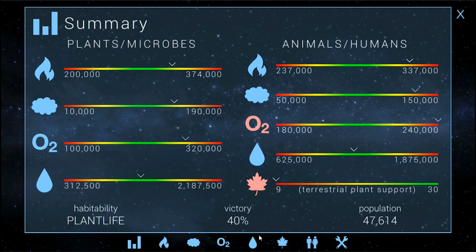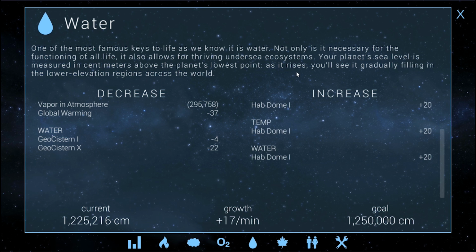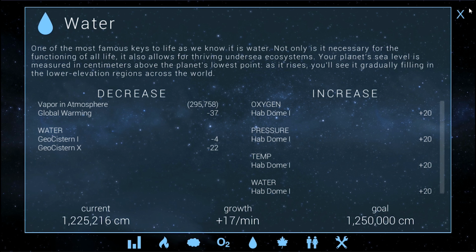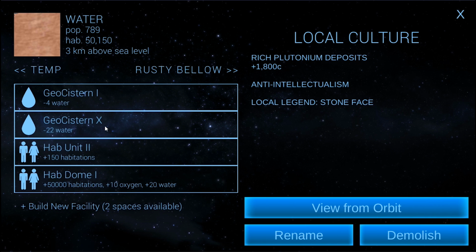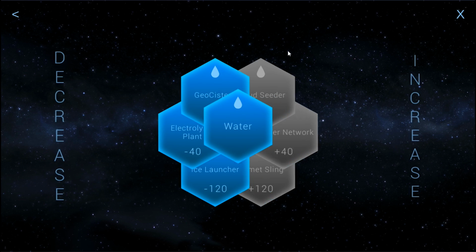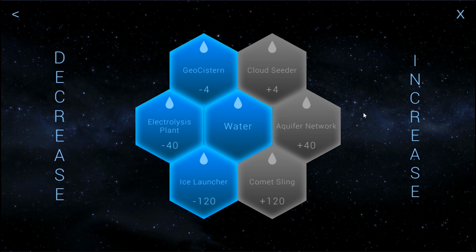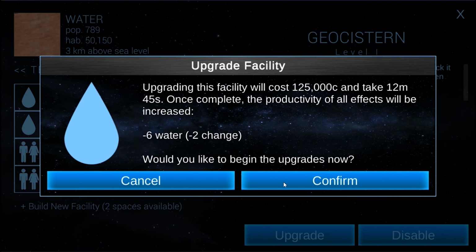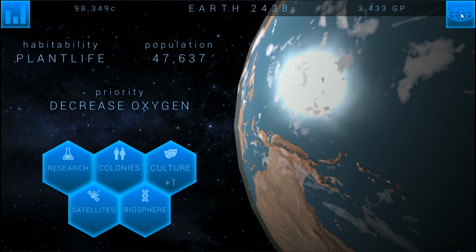Okay, and water was the last one. It's going up, which we needed. It's going up because of the hab domes. That's the only thing that's increasing it. So we need to be able to cancel it out when the time comes, but the time's not here yet. We've already got GeoCisterns. We're going to want to build more, which we could do, but we don't have enough money. We can upgrade this one as well. We do have enough to do that, so let's spend the money on that. Alright, so that will fix that issue.